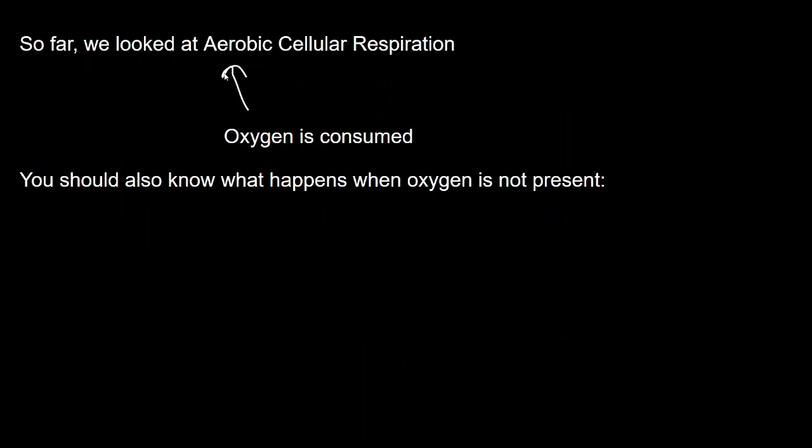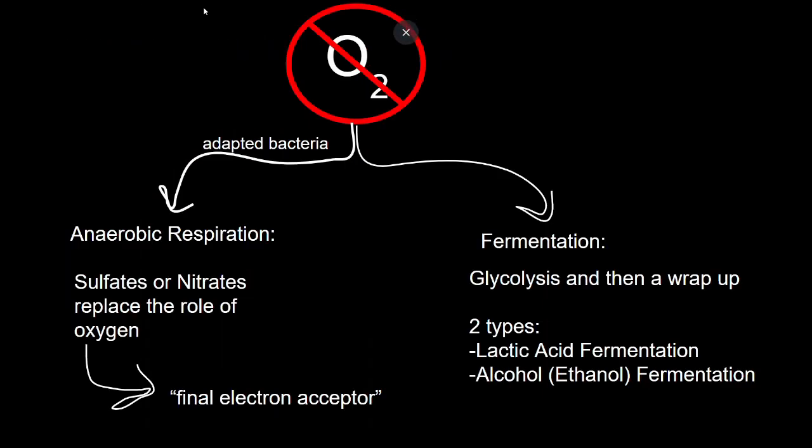So far, we looked at aerobic cellular respiration. This means that oxygen is part of the process, where we could see that oxygen was the final electron acceptor. But there are other forms of cellular respiration that you could be tested on, just a lot less, because aerobic cellular respiration is the main focus. It's still helpful to know these other forms of cellular respiration. And it's basically all of what occurs when oxygen is not present. So when oxygen isn't present, we have a couple of options.